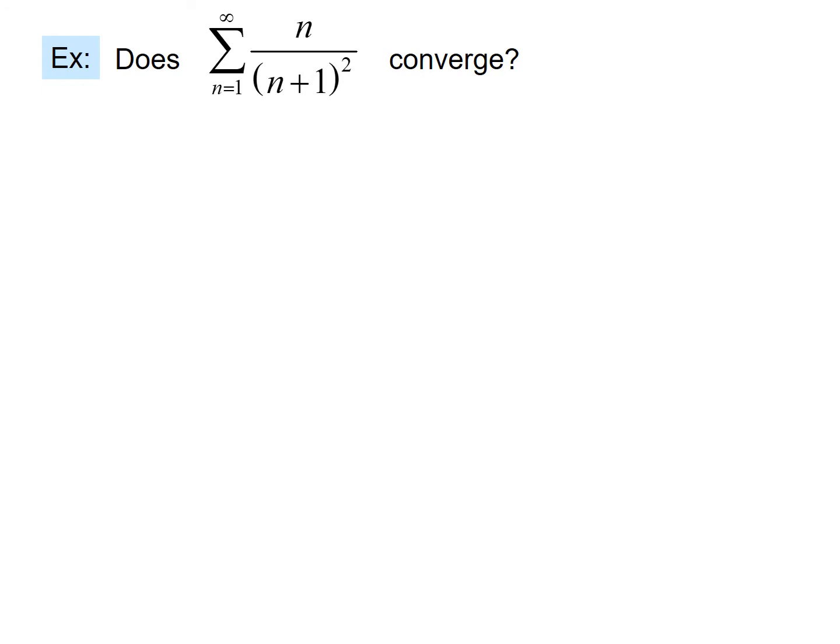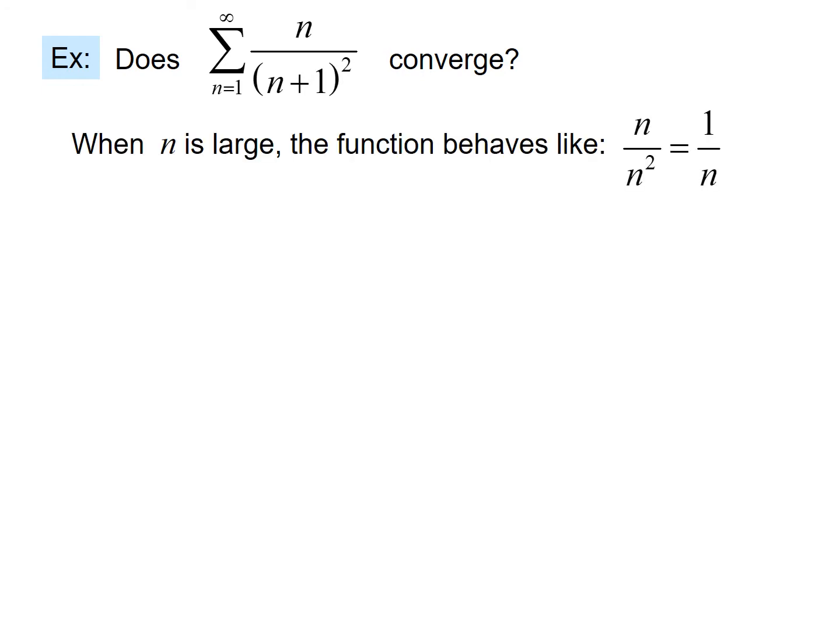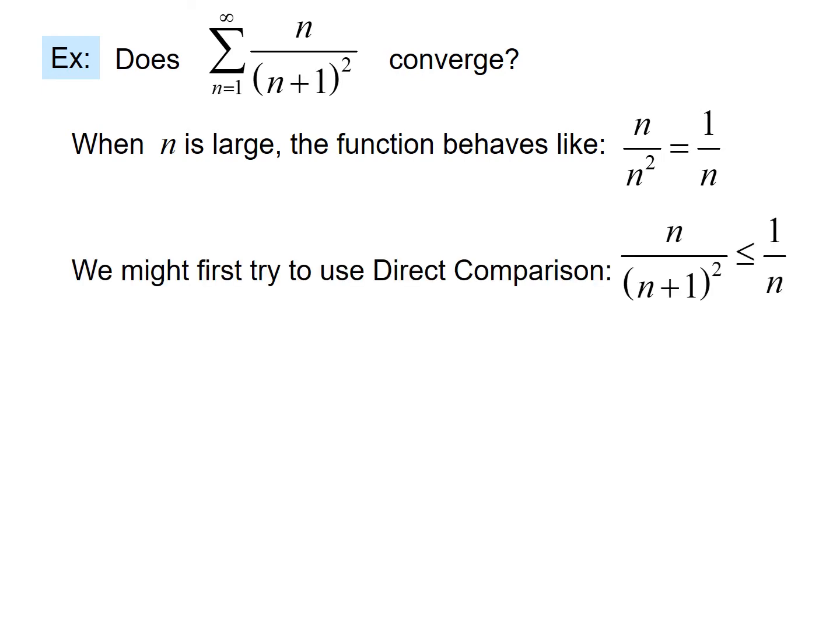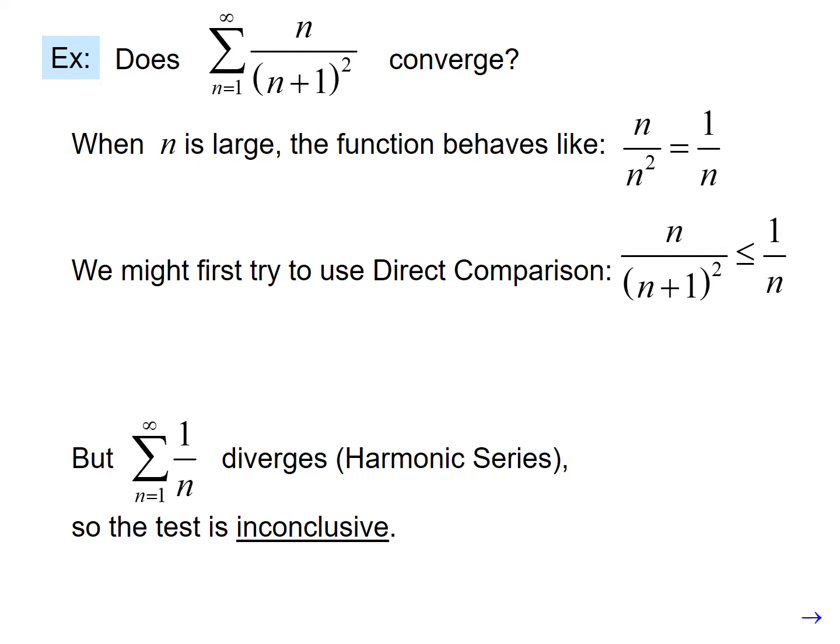All right, so we want to take a look at this and determine, does this converge? Well, we're going to compare this to n over n squared, which simplifies down to 1 over n. And if we first tried to use direct comparison, we would have this inequality, n over n plus 1 squared is less than or equal to 1 over n. But we know that the series, the sum of 1 over n, is the harmonic series that diverges. So this inequality doesn't tell us anything. So a direct comparison test isn't going to work.